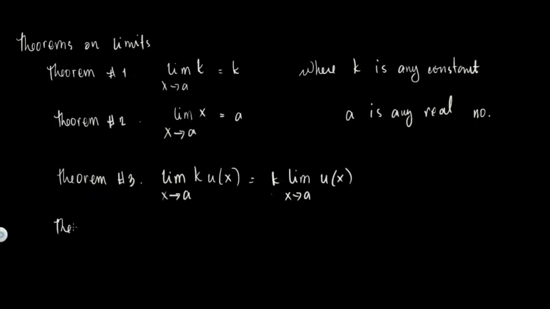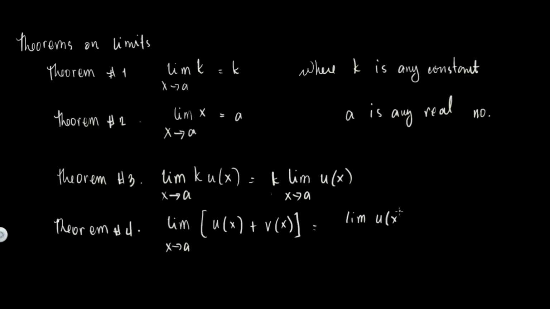Okay, theorem number four, the limit of u of x plus another function v of x as x approaches a is equal to the sum of their limits. Okay, limit of u of x as x approaches a plus the limit of v of x as x approaches a.